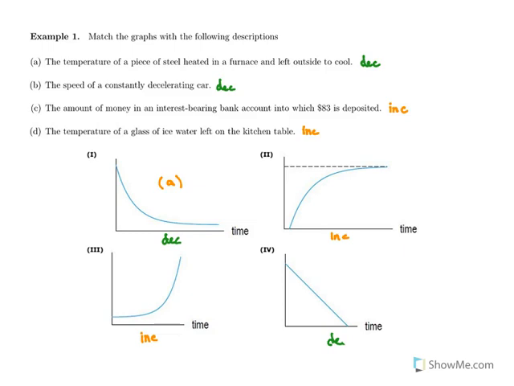The other decreasing one is this B here. We start at some speed, and if we're decelerating, the speed is going down at a constant rate. The actual speed itself would look different than this. And note that this is the graph of the derivative.